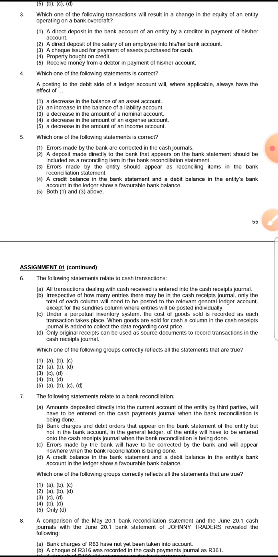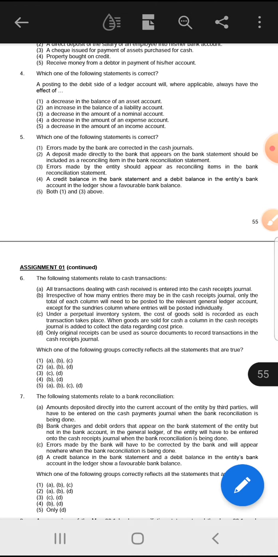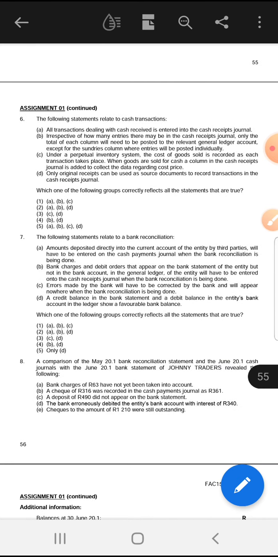That's why the favorable amount on the bank statement will be on the credit side. The reason being, the bank will see us as their creditor, so they will increase our balances on the credit side. Then number 4 will be our option for question 5.